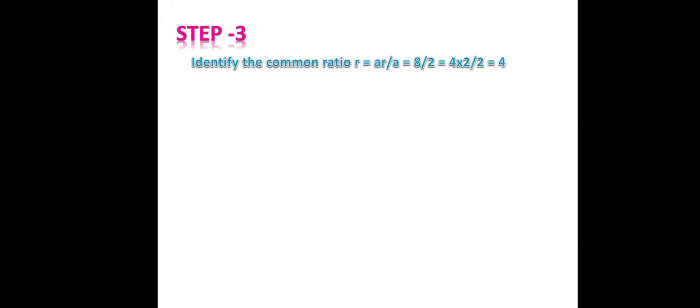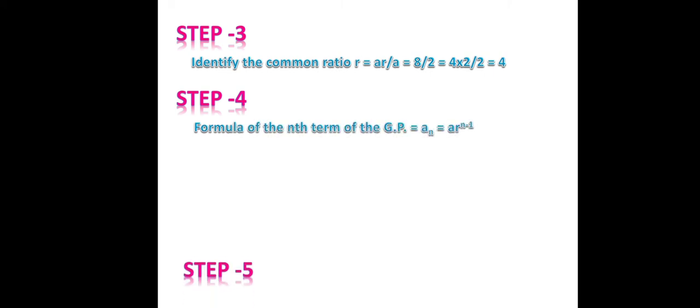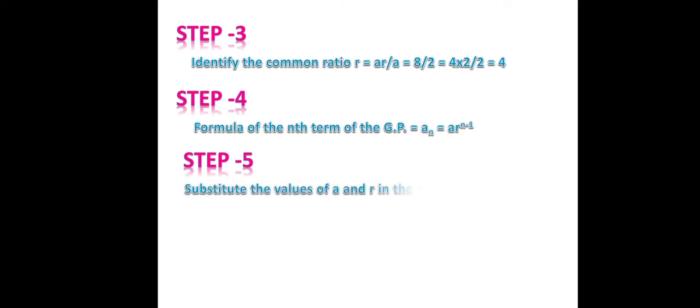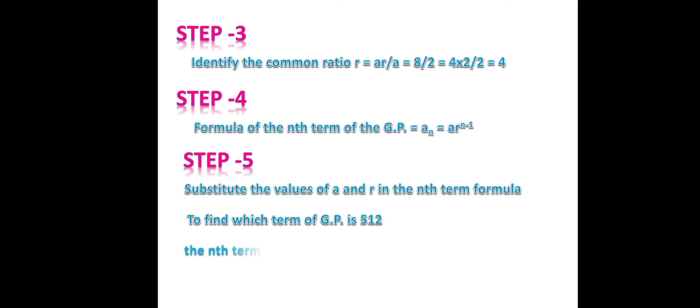AR by A is equal to 8 by 2, which is again equal to 4. So then we'll write the nth term formula, An is equal to a into r to the power of n minus 1. Then we'll substitute the value of a and r in the nth term formula, which is equal to 512.